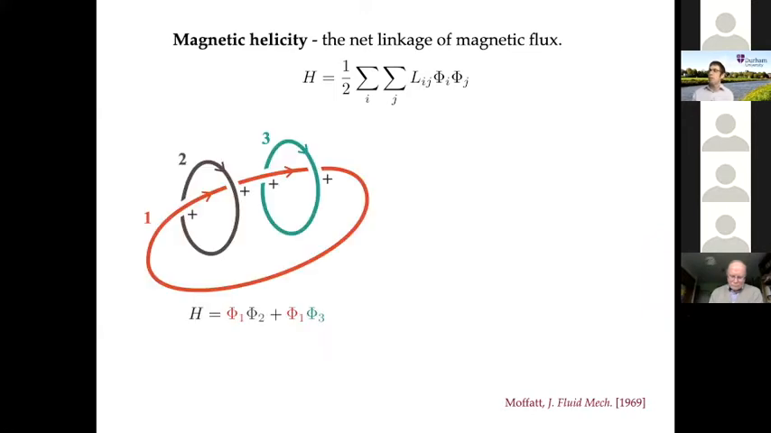So imagine you have three flux tubes like this. So this Gauss linking number is something that's defined for closed curves. So you have three magnetic flux tubes. If I take, for example, tubes 1 and 2, I can calculate their linking number. One way to calculate it is to look at the number of crossings, signed crossings, and count them.